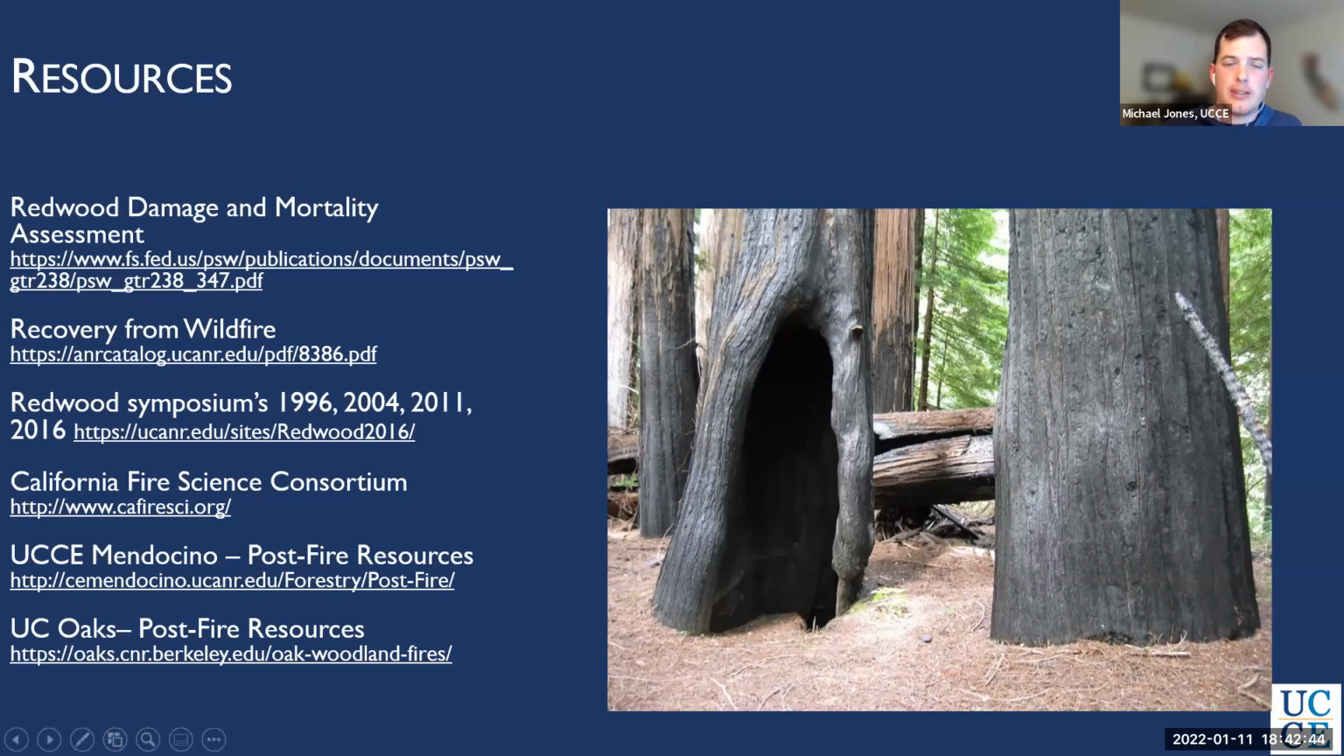We have a lot of resources. Like I said, we don't have as robust a study as the Forest Service and Danny have done with their decision tree. A lot of the data on redwoods is anecdotal, a few studies here and there. But we do have a lot of resources that can help you make the decisions. There's a lot of information on redwood. I have a lot of good resources for dealing post-fire in the coastal ranges, and the UC Oaks website has some good stuff on oaks.